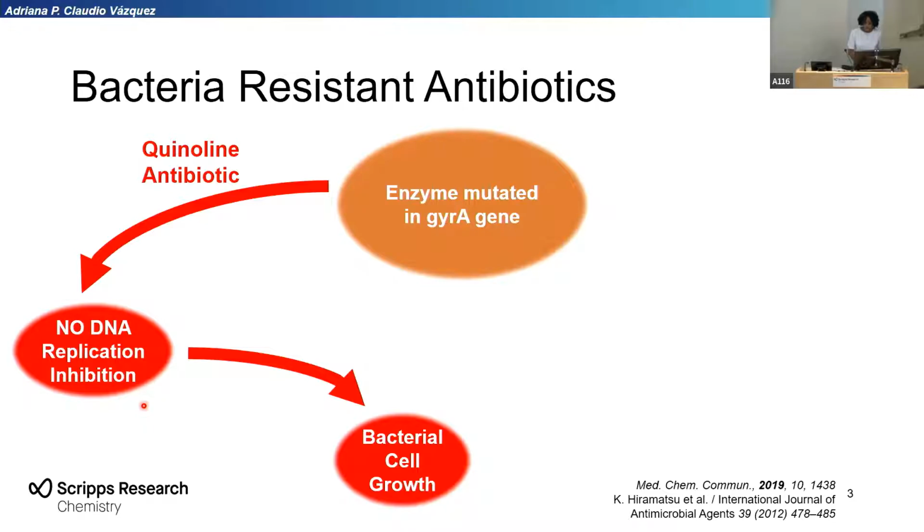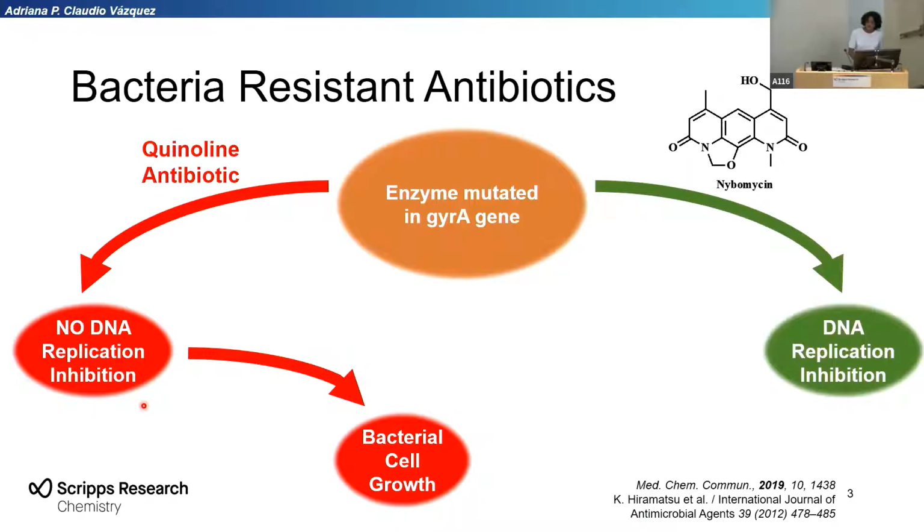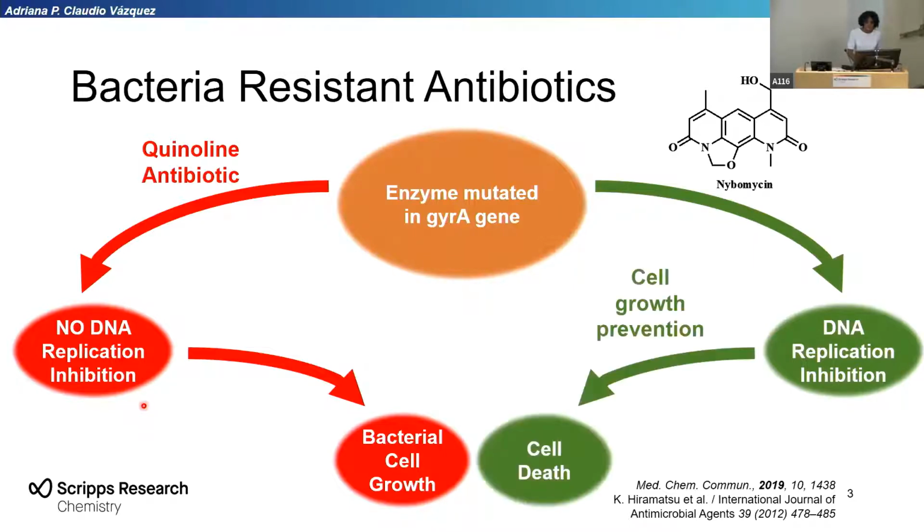One way to target this problem is by using reverse antibiotics. In 2012, Renata's group discovered that vancomycin was able to target this enzyme mutated in the GyrA gene, the same way that quinolone antibiotics do. By targeting these enzymes, they inhibit DNA replication, preventing cell growth and causing cell death.